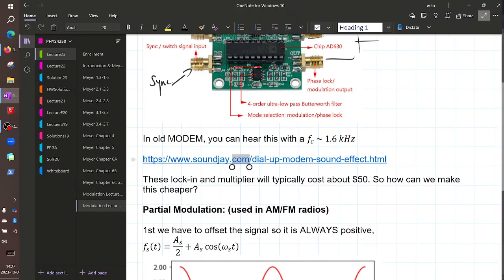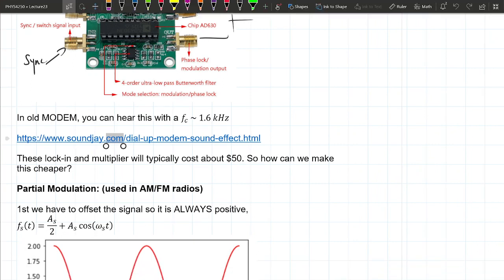Okay? So, each of these little lock-in devices and then a little multiplier on your end, right? Those typically cost about $50, and that's probably why your modem costs about $50. Okay, that's just the basic cost of it. Okay. So there is a cheaper way to do this.